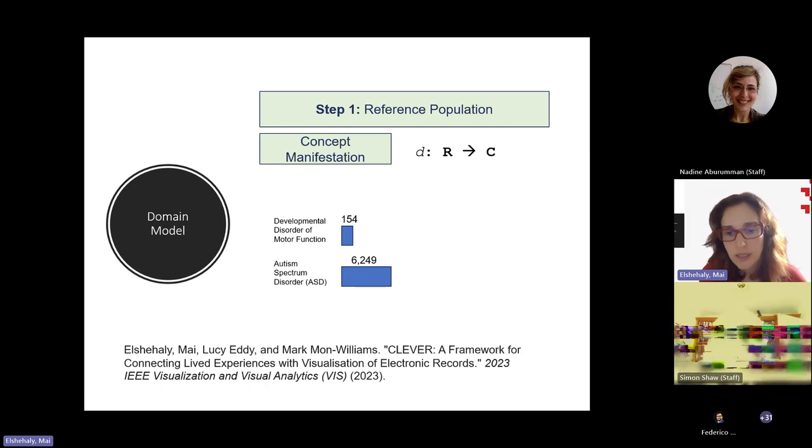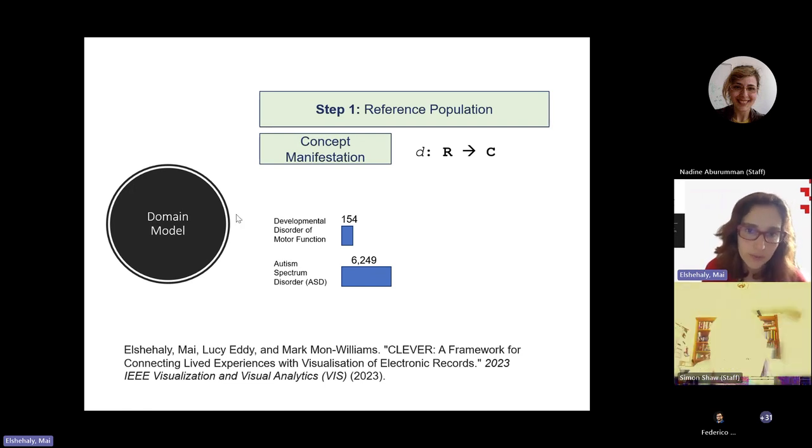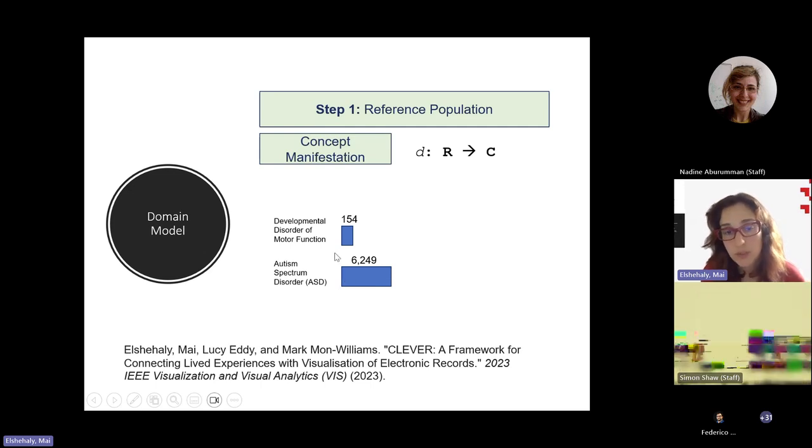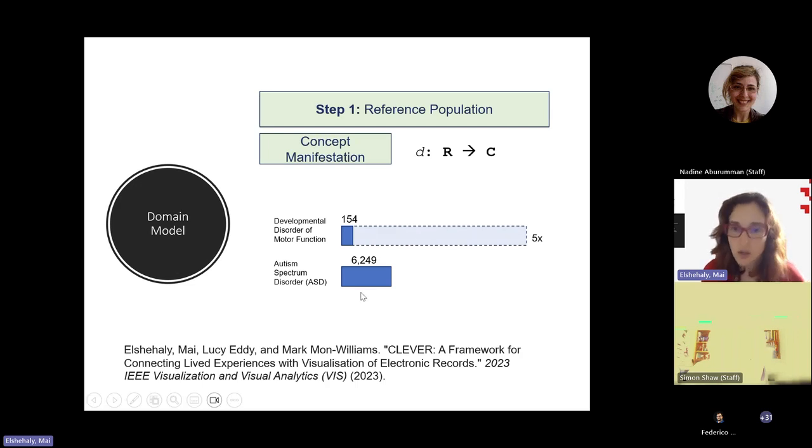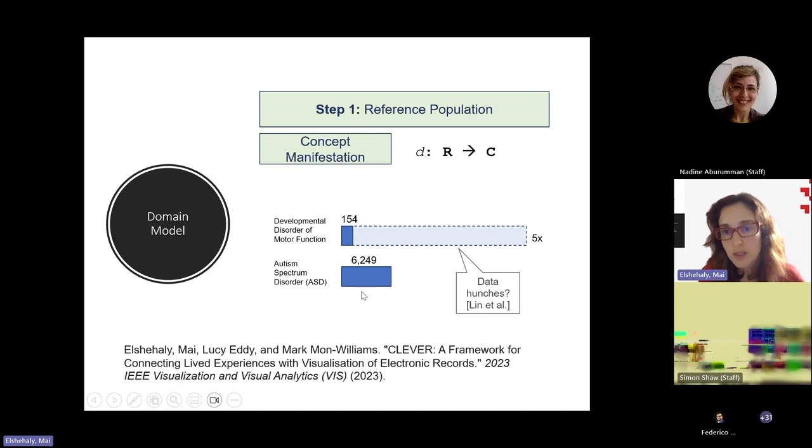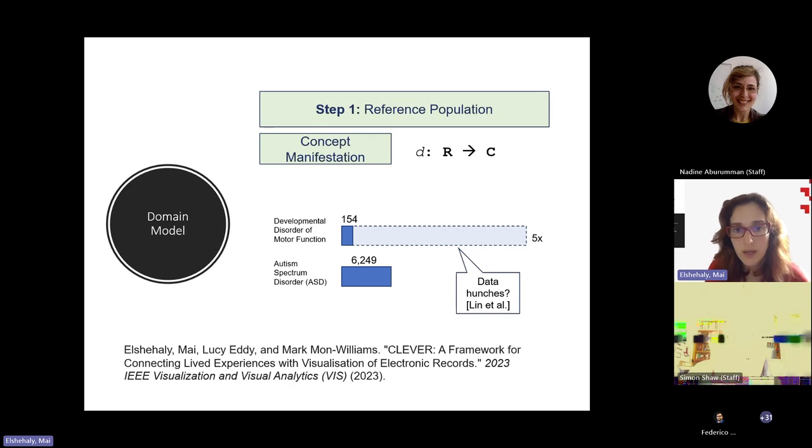And so we started looking at a case study, again autism, in addition to another condition called developmental disorder of motor function. And we found in Connected Bradford data at the time when we queried for these two conditions, numbers that were not really huge in comparison to the size of the population. So 154 is a very small number. And we showed this to a domain expert who immediately told us, I would expect this number to be at least 5 times as many as the autism cohort. And so this is kind of a data hunch, right, from the Lin et al. work. This would be a data hunch that we would be able to enable people to annotate, to give that context.